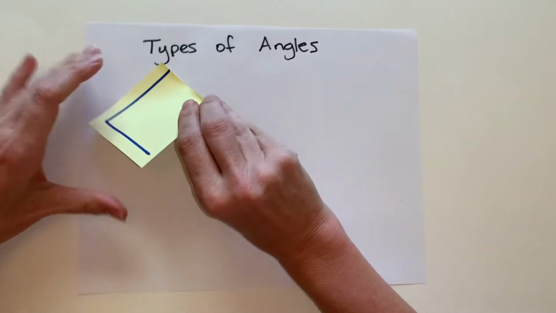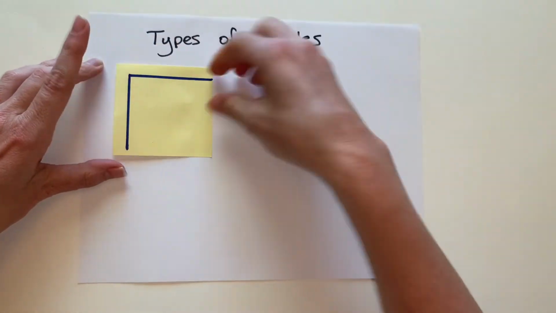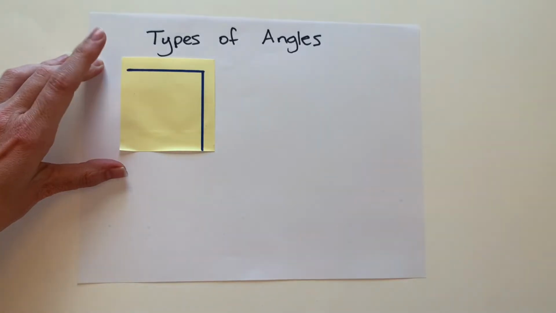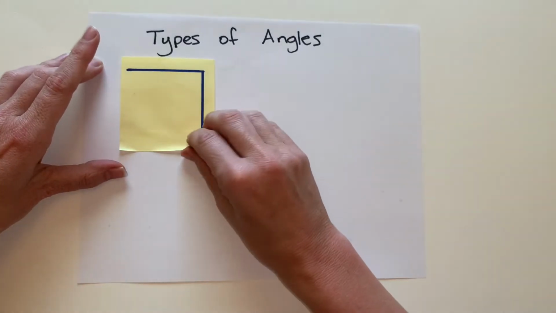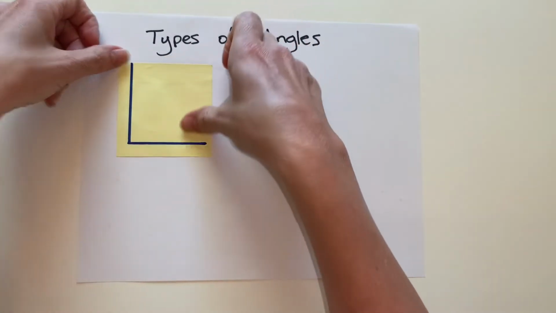And this angle, it doesn't matter how we twist and turn it. We can look at it in many different ways. It doesn't matter how we twist and turn. It's always going to measure 90 degrees. This angle is called a right angle or a 90-degree angle.